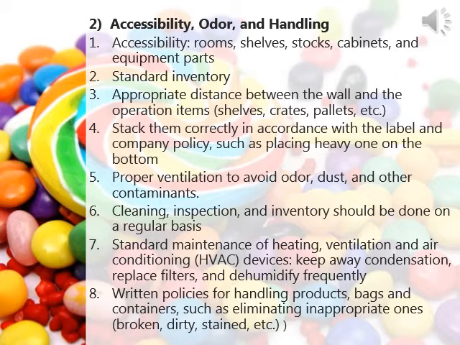Number 5, proper ventilation to avoid odor, dust, and other contaminants. Number 6, cleaning, inspection, and inventory should be done on a regular basis. Number 7, standard maintenance of heating, ventilation, and air conditioning devices. Keep away condensation, replace filters, and dehumidify frequently. Number 8, written procedures for handling products, bags, and containers, such as eliminating inappropriate ones if they are broken or dirty, on receipt.